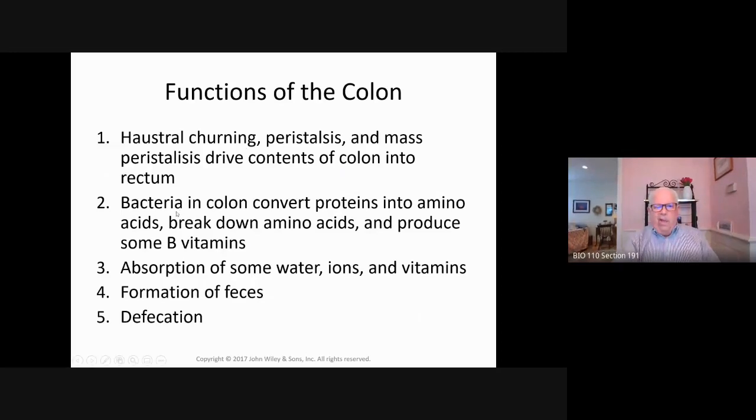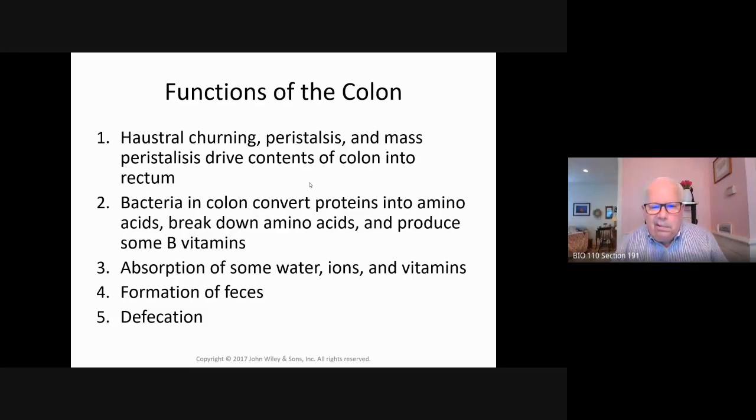In the colon, there are bacteria, good and bad bacteria, that break down proteins into amino acids. They break down amino acids and they produce vitamins. They produce some B vitamins. Okay? Also in the colon, bacteria that live there give your feces a smell. Okay?